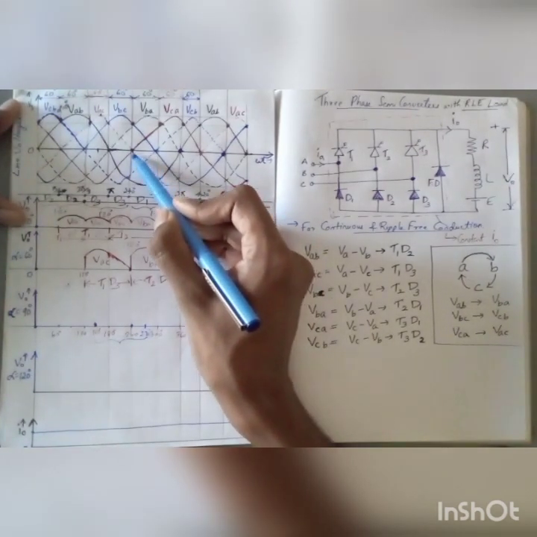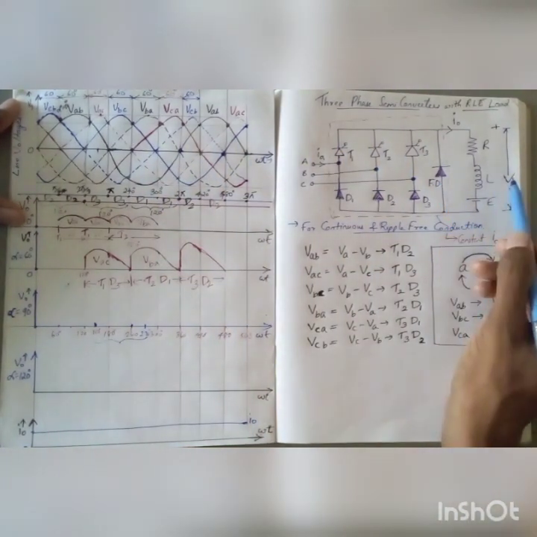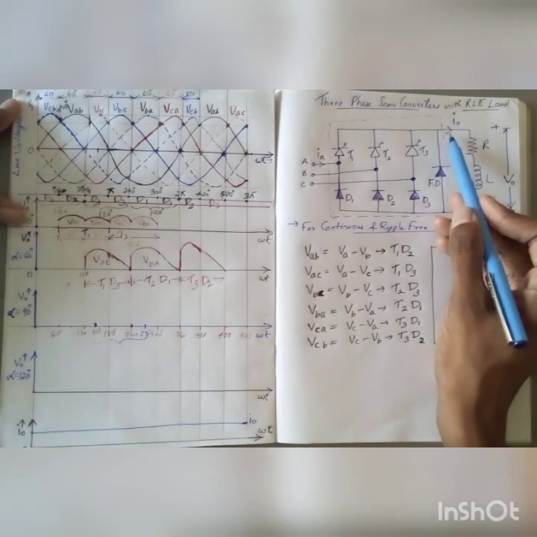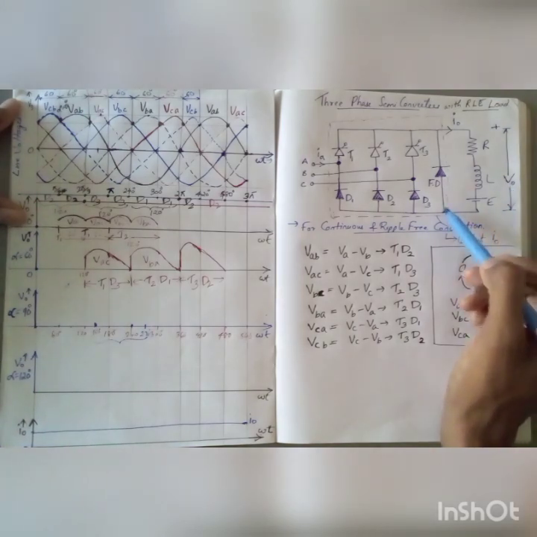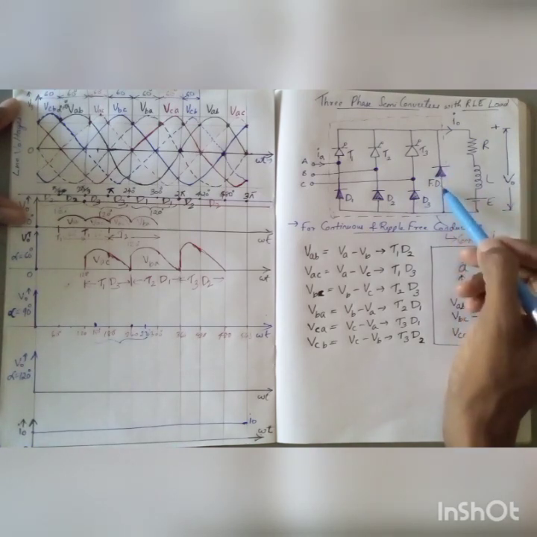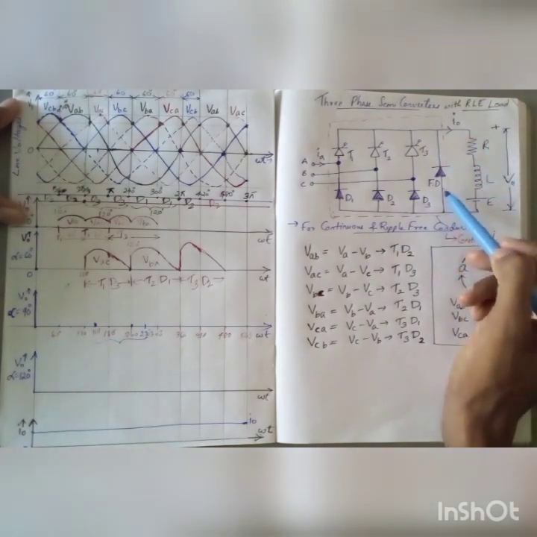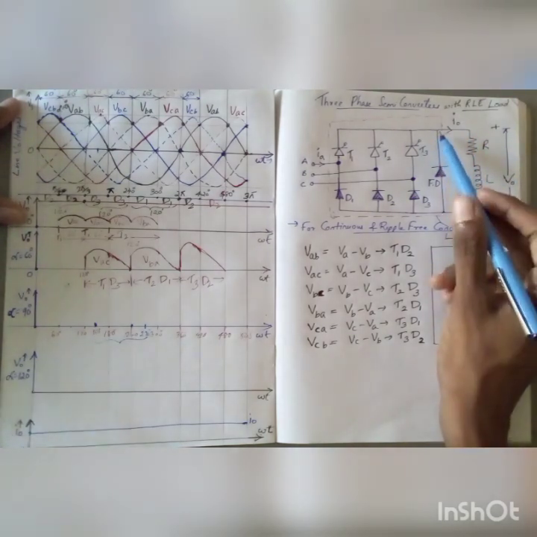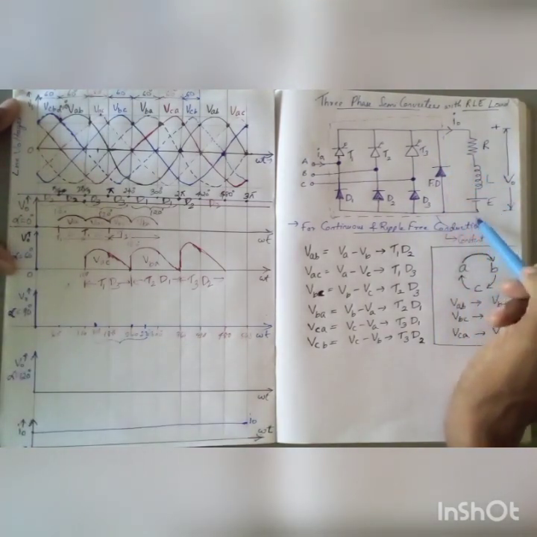VAC starts becoming negative, but due to the presence of the freewheeling diode, V0 will never become negative and I0 will freewheel within this circuit. When V0 starts going negative, the freewheeling diode gets turned on because its anode becomes positive and its cathode becomes negative. Then the freewheeling diode starts conducting. Then I0 will be flowing through RLE and the freewheeling diode.